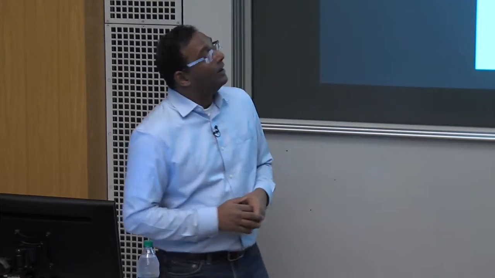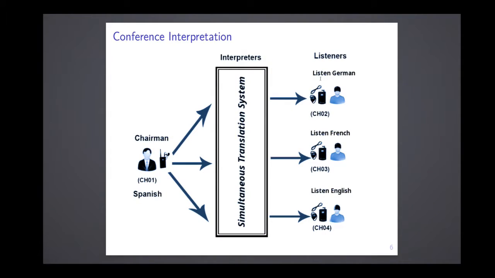There's also a field called conference interpretation. This is the field of human interpreters. They're called interpreters, right? Which is confusing from a computer science perspective. That's why we say simultaneous translation, because when we think of interpreters, we think of Python and not human interpreters. So I'm going to use the term simultaneous translation, but human interpreters have been doing this.